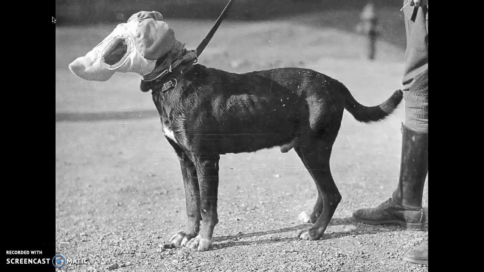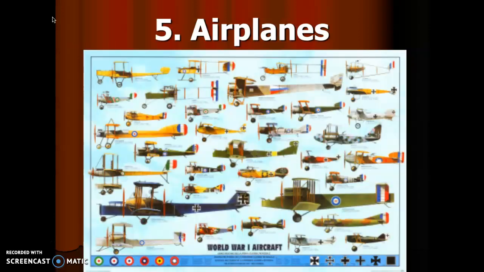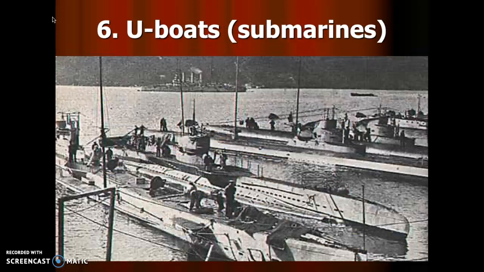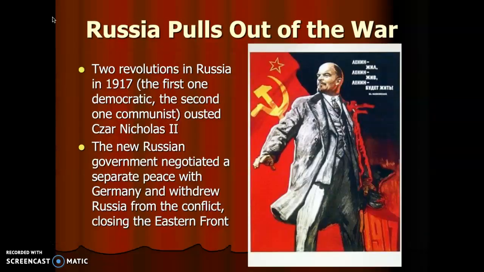And as we see this take place, we start to see some devastating effects of this. You can see some of the burns that happen from the poison gas that would affect individuals. We have tanks, airplanes, U-boats, German submarines that start to take place, hand grenades, landmines.